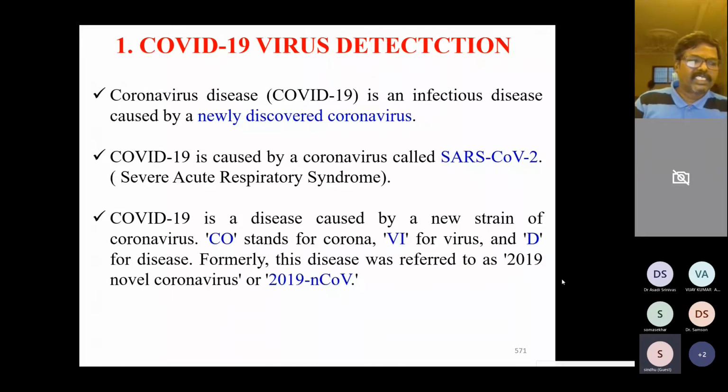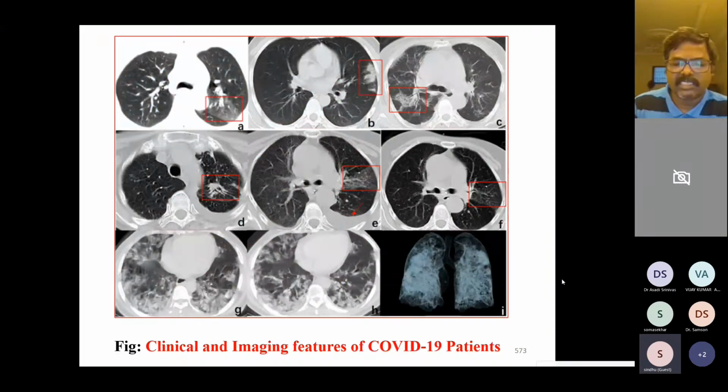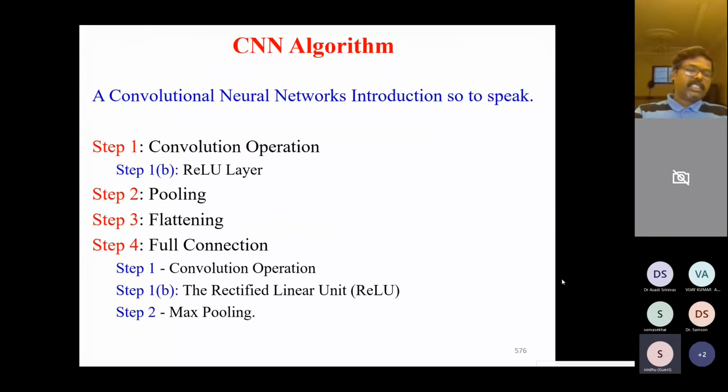So COVID-19 virus detection, and this is a coronavirus. These are the symptoms: fever, cough, chills, muscle pain, headaches, sore throat. These are the X-ray images I have collected, and I have applied convolutional neural networks. These are the steps: convolutional operation, ReLU (rectified linear unit), pooling function, flattening, full connection. These are the CNN algorithm steps.